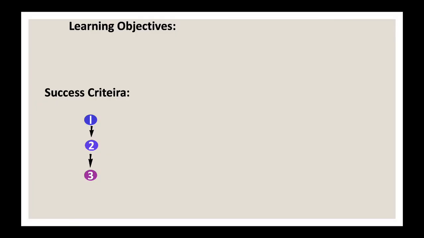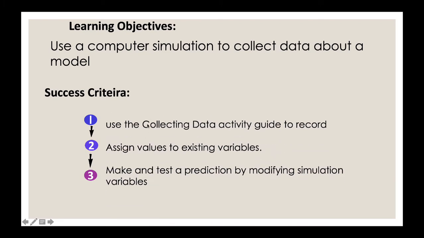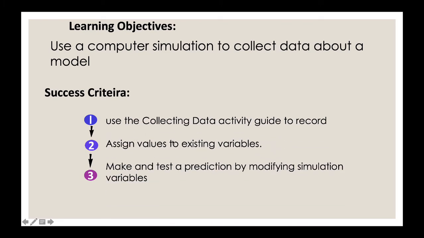Let's start. Our objective for today: use the computer simulation to collect data about a model. Success criteria: use the collecting data activity guide to record, assign values to existing variables, make and test predictions by modifying simulation variables.